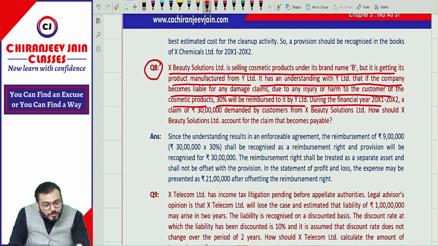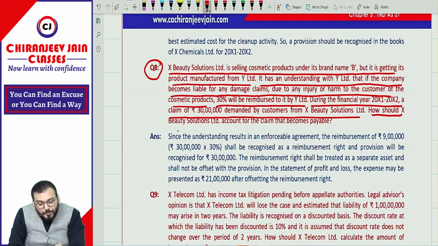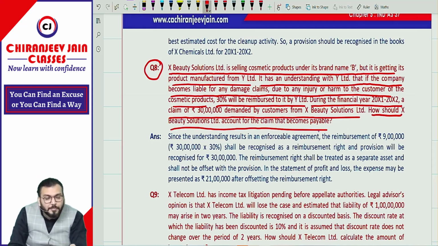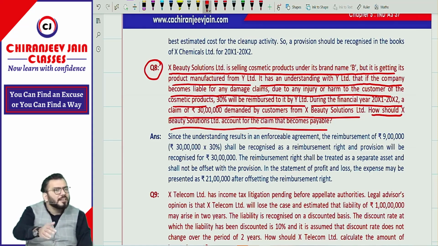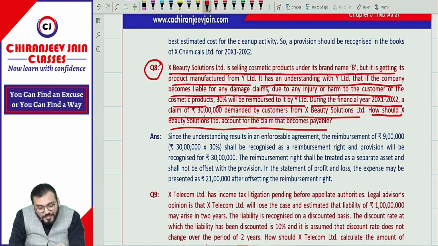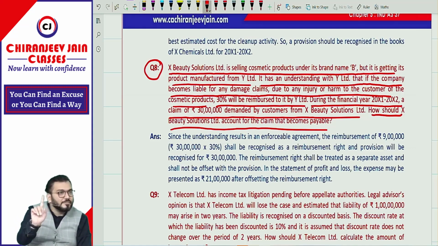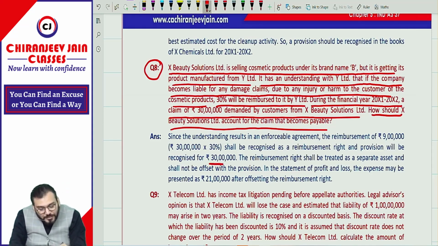During the financial year 2001-2002, a claim of 30 lakh was demanded by the customer from X Beauty Solution Limited. So the claim was demanded by the customer amounting to rupees 30 lakh. Understood? How should X Beauty Solution Limited account for the claim that became payable? Of course it has been demanded. And from the question it may be understood, because it is a question of reimbursement, we'll assume that it requires a provision. Provision will be what? 30 lakh or 70% of 30 lakh? Very good. So provision, no doubt, will be 30 lakh.